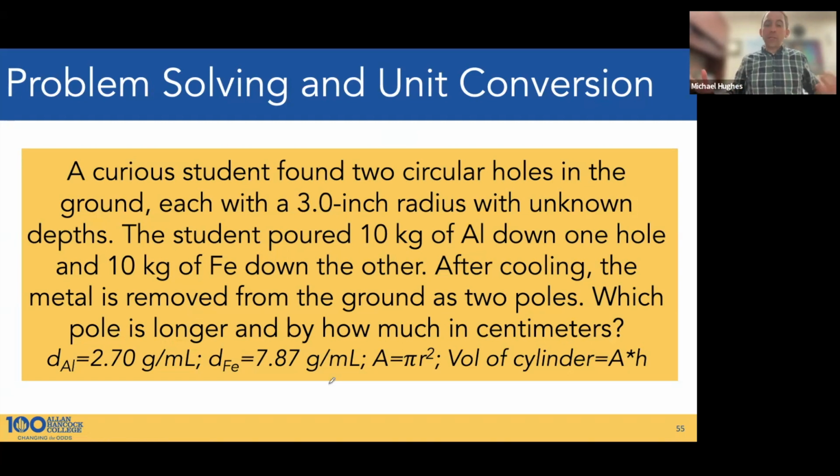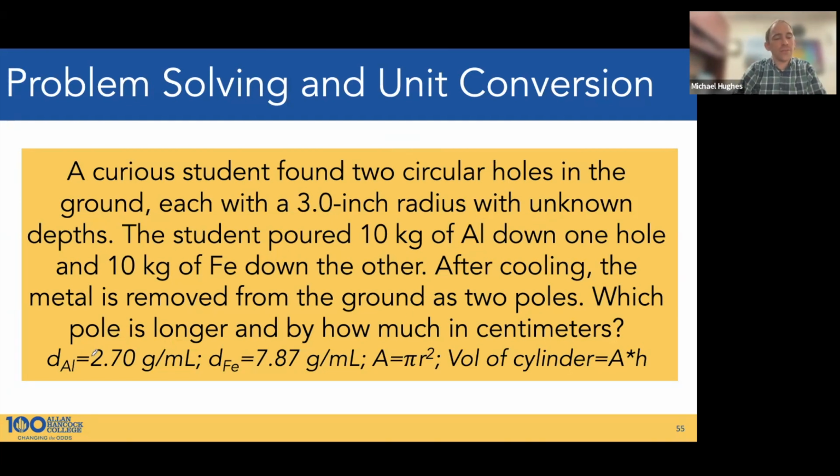So for some reason, we have aluminum and iron. We melt them down, 10 kilograms of each. We pour them down the holes, and they don't fill the entire hole up. We let them cool, and we pull these big chunks of metal out of the ground. Which pull is longer, and by how many centimeters?